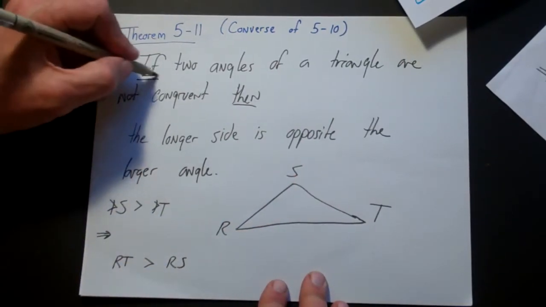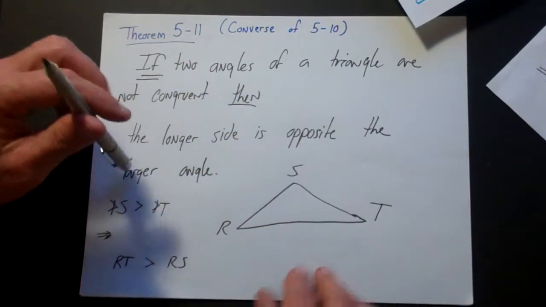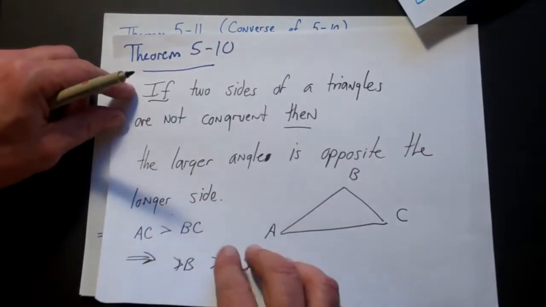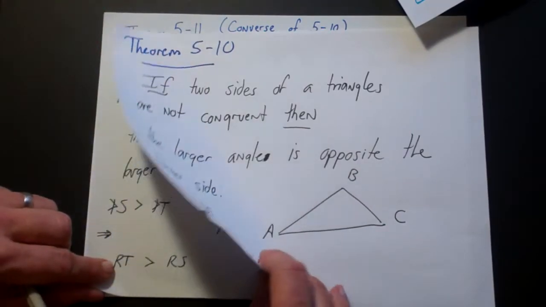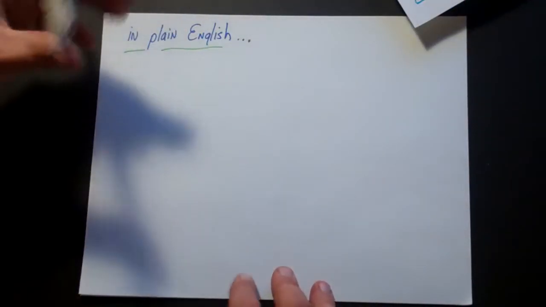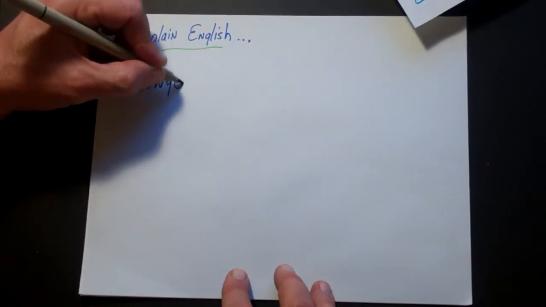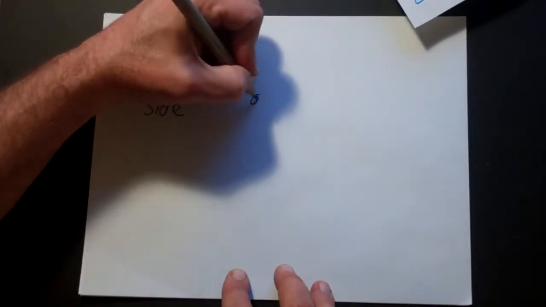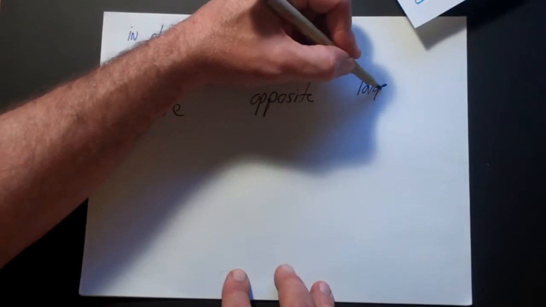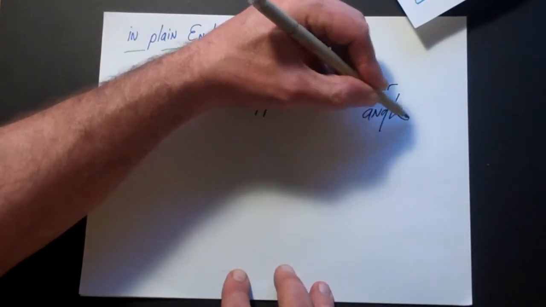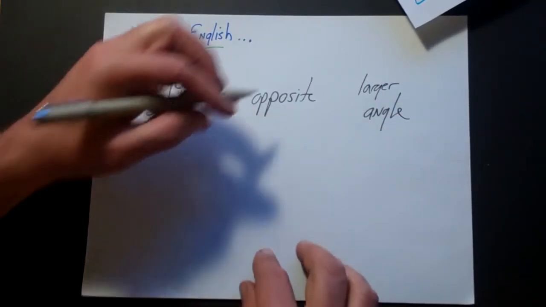So then again, if-then statements. If two angles of a triangle are not congruent, then the longer side is opposite the larger angle. That's the converse of 5.10, which is if two sides of a triangle are not congruent, then the larger angle is opposite the longer side. In plain English, it simply says this: the longer side will always be opposite the larger angle. Right? Longer side always opposite larger angle, larger angle opposite longer side, and that works both ways.